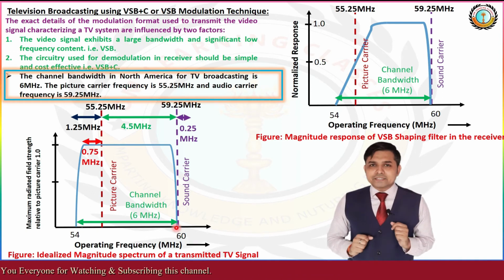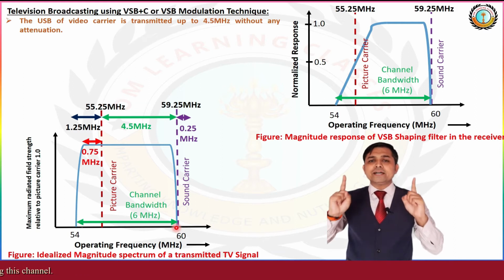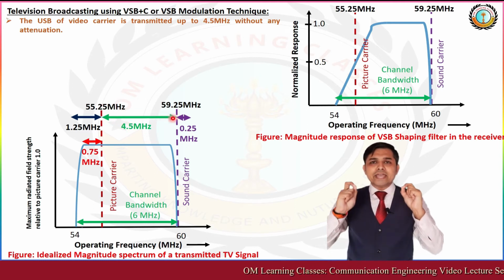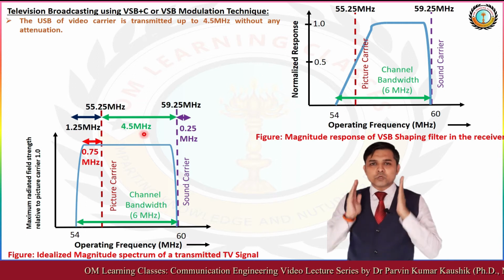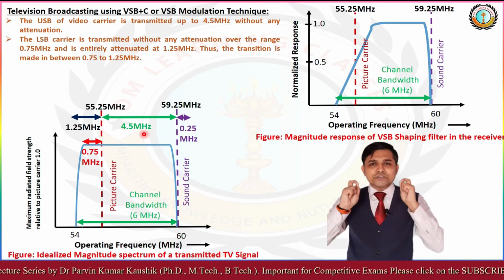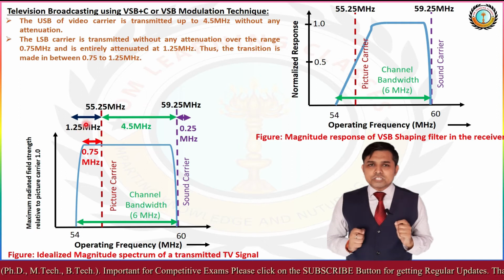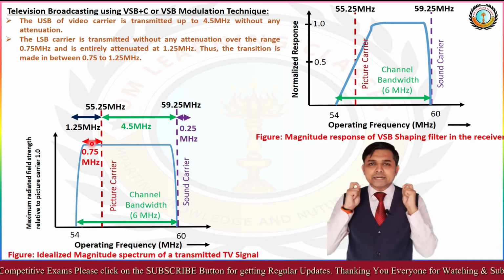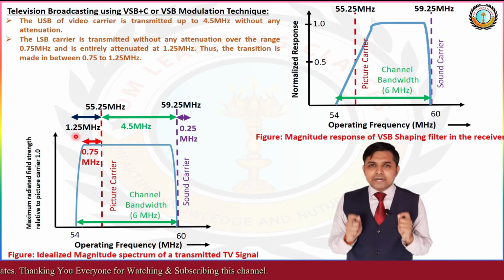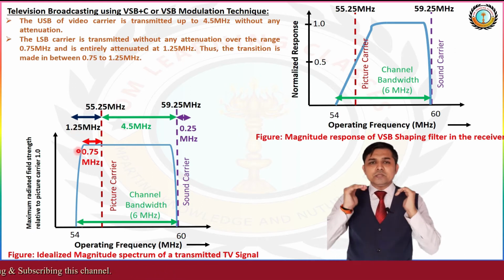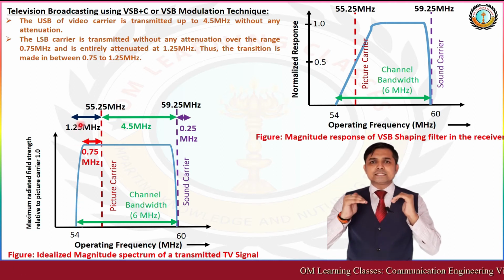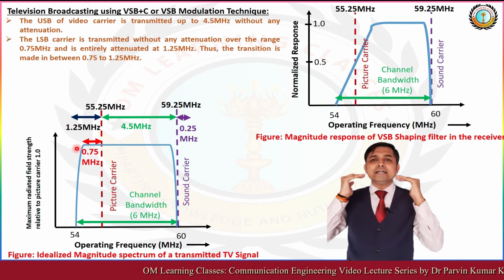Now we have the important fact that the USB of the carrier signal is transmitted up to 4.5 MHz without any attenuation, and this is represented in the first figure. The LSB is transmitted without any attenuation over the range of 0.75 MHz, and is entirely attenuated at 1.25 MHz, and the transition is made between 0.75 and 1.25 MHz, which is clearly represented in the diagram.